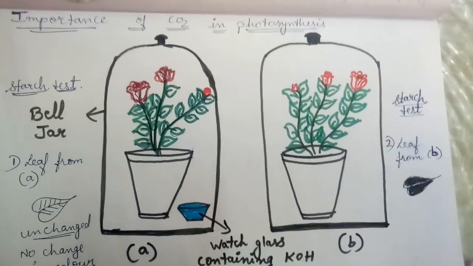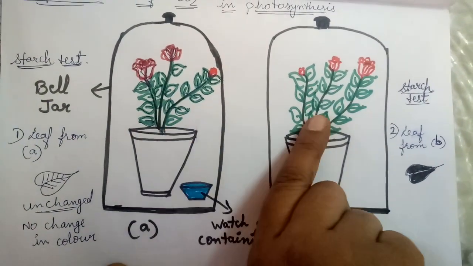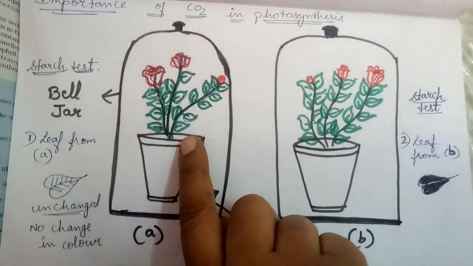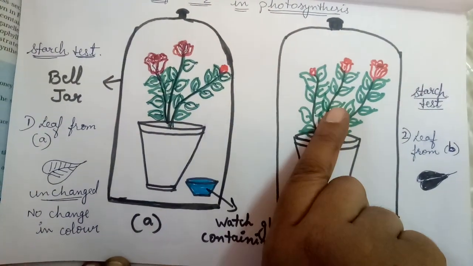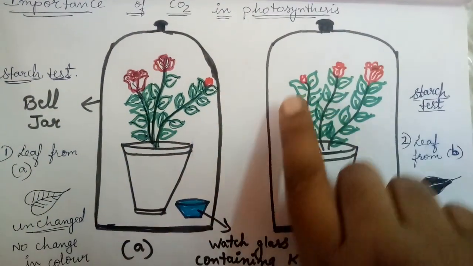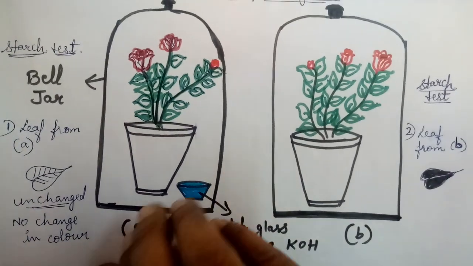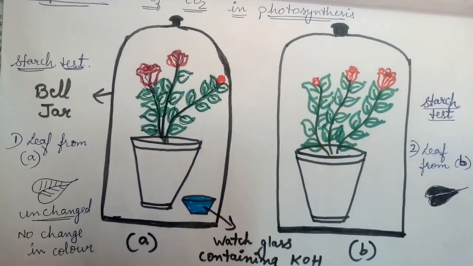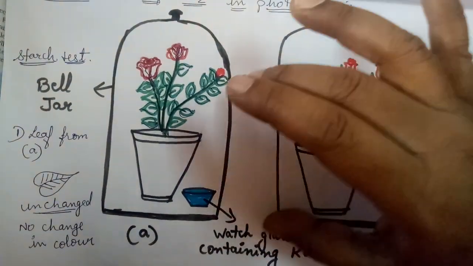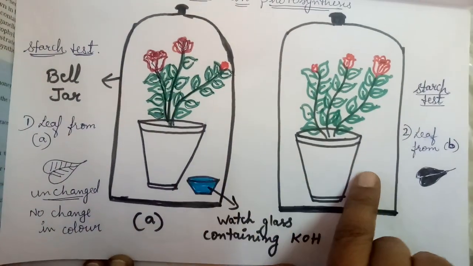What is the purpose of keeping them in a dark room? That is to de-starch them. I have already explained that de-starching means that in those 3-4 days the plant cannot prepare its food, so it will use all the stored food in the plant. And what is the stored food in the plant? That is the starch. That process is called de-starching, which means we completely finish the stored food in the potted plant. And how is it done? By keeping it in a dark room for 3 to 4 days.